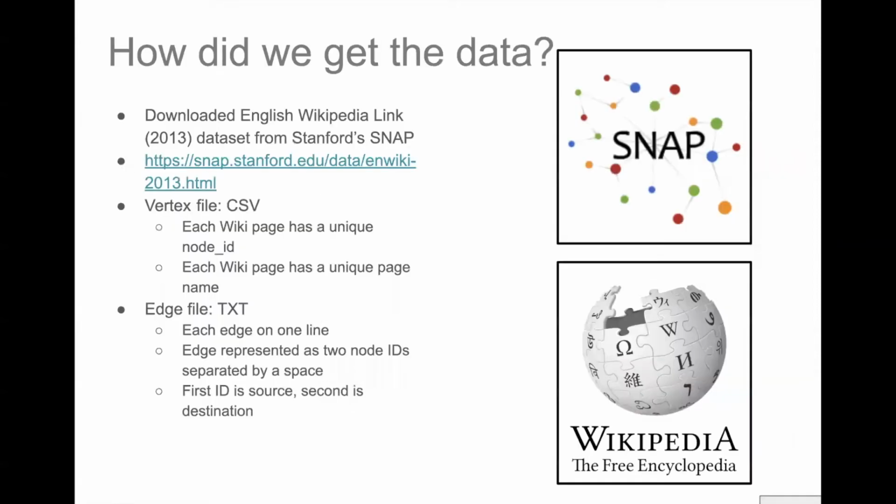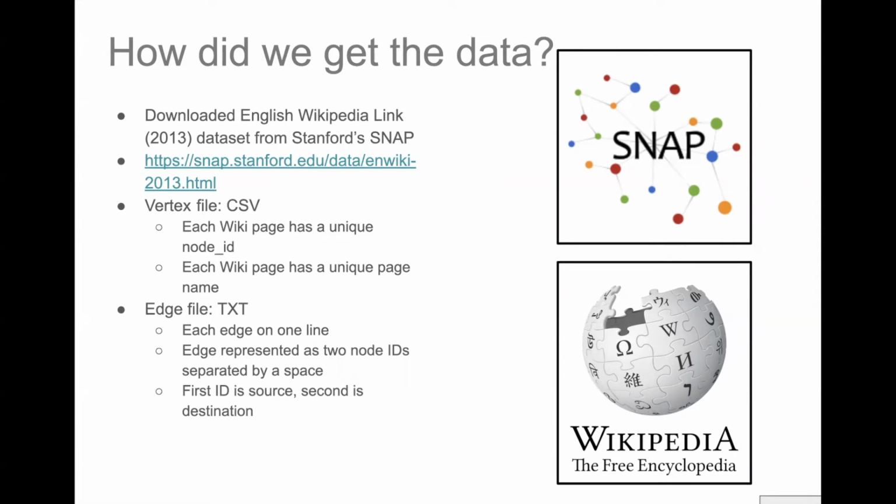Coming to how we got the data, we downloaded the data set from Stanford Snap, which you can find on the CS225 website as well. And we had two different types of files for the vertices and the edges. The vertices was a CSV file and the edge was a TXT file. For the vertices, each Wikipedia page had a unique node ID and a page name. While coming to the edges, each edge was represented as two node IDs separated by a space, where the first ID was a source and the second ID was a destination.